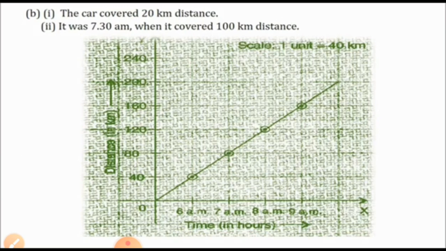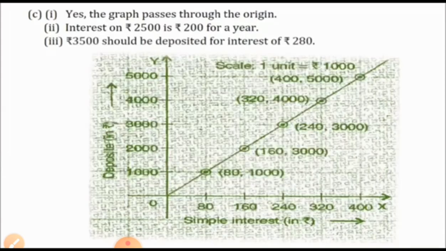And 1 hour, yes, very good students. So the y-axis scale we have to write out. X-axis, yes. Here they ask us 730. What is the kilometer travel? We can find out with the graph very easily.